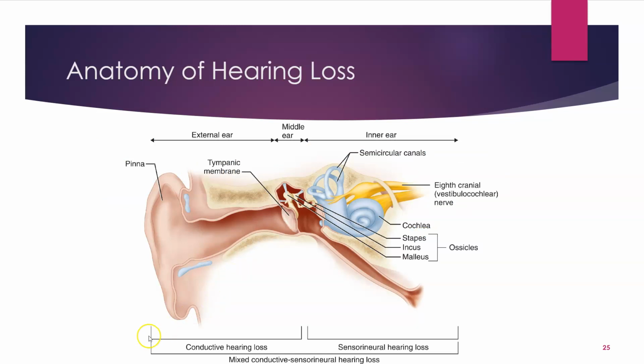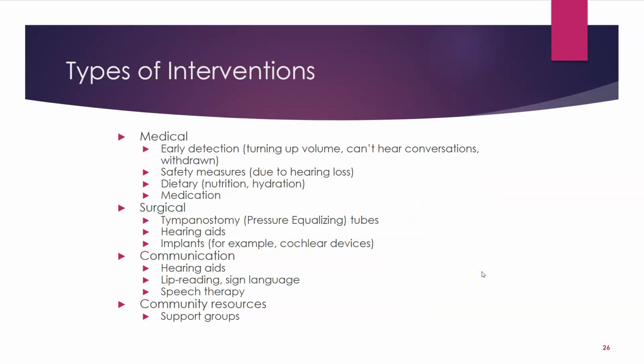So with that, we talk about conductive hearing loss, kind of on the outside, sensorineural hearing loss on the inside. With that, you could have both. Treatment-wise, you can have hearing aids that go in the ear canal. Otherwise, you can have hearing aids that are going to be more on the outside, like cochlear devices.